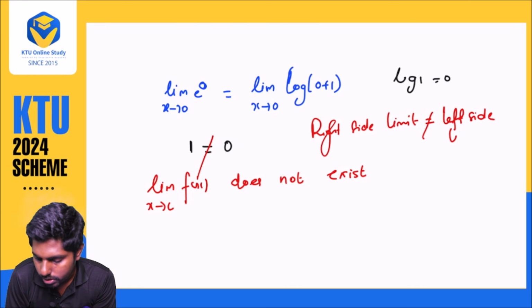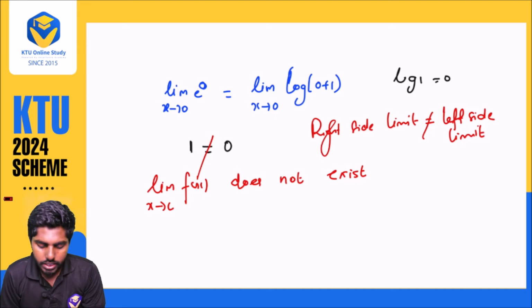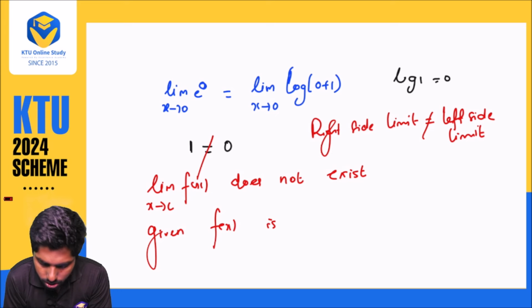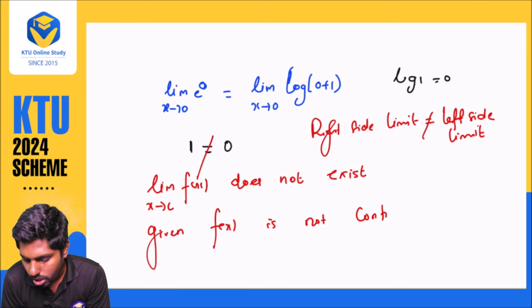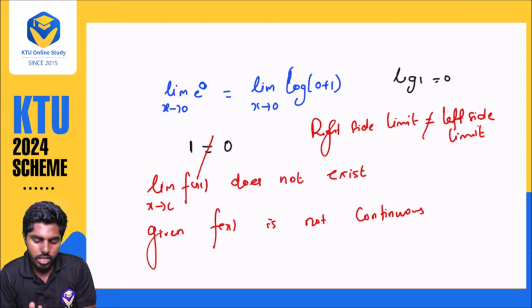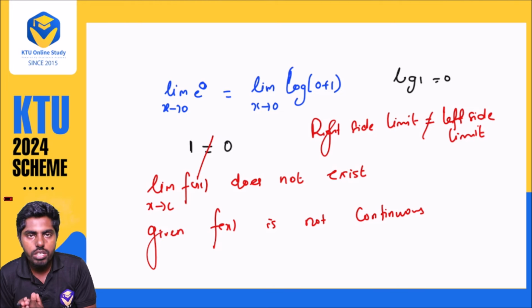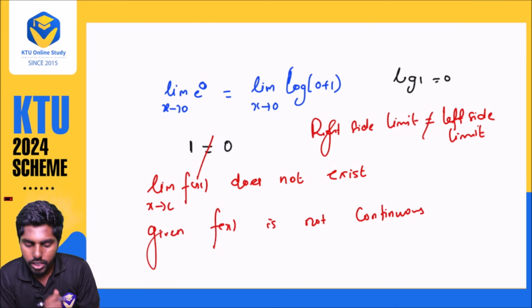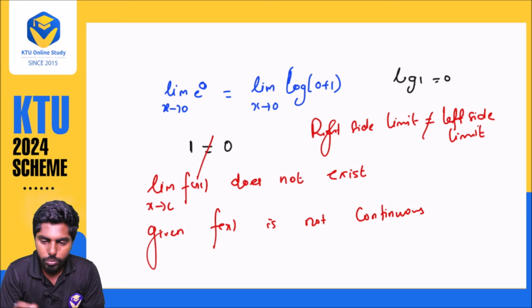So we can say the given f of x is not continuous. Not continuous means you can also write discontinuous. That means our f of x is not continuous, because our right hand side and left hand side are not equal. One side we are getting 1, e power of 0, and log 1 is 0. So both are not equal. So when both are not equal, our f of x is not continuous. Okay. So we will move on to one more problem also.